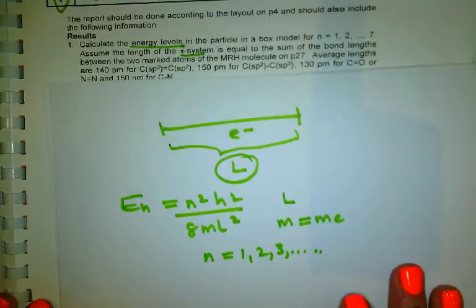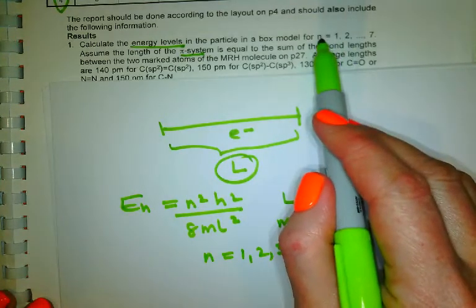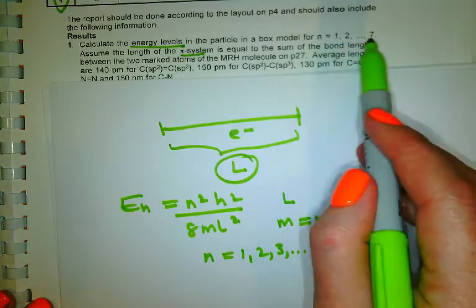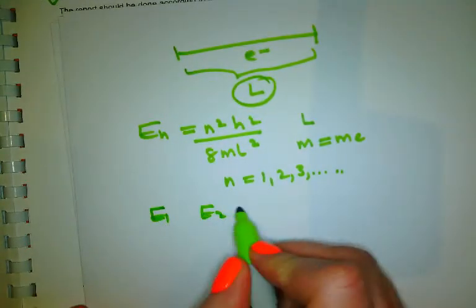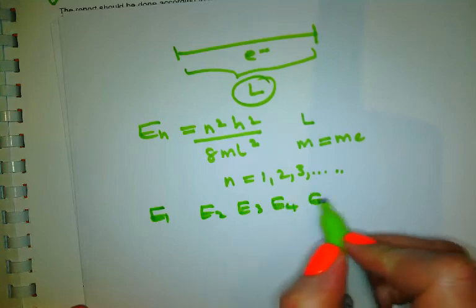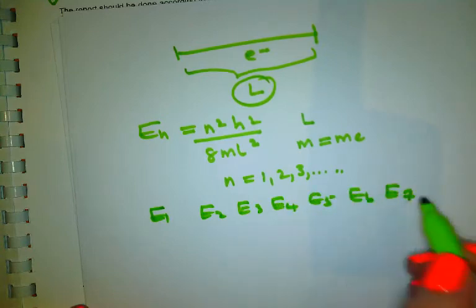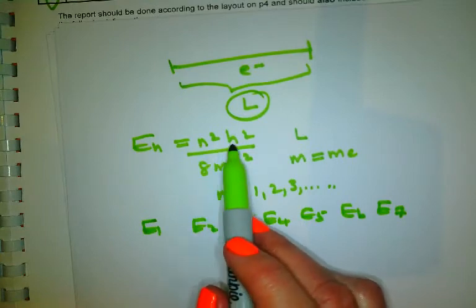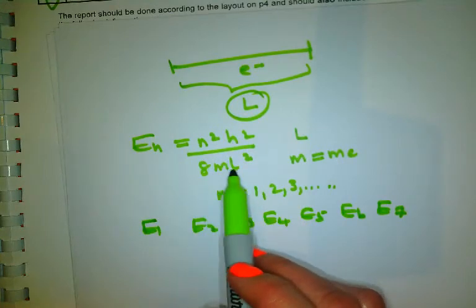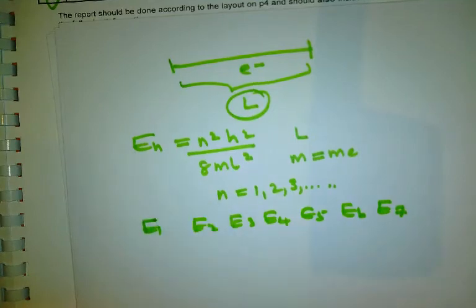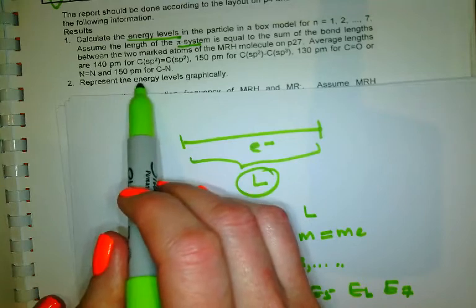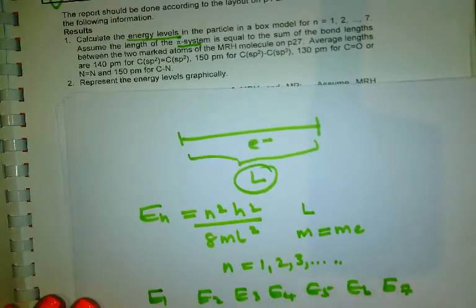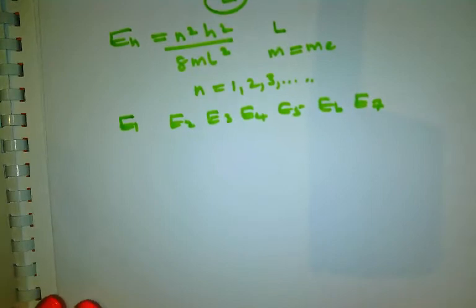Specifically, the question asks you to calculate the energy levels for n starting at 1 going to 7. So you can calculate the values E1, E2, E3, E4, E5, E6 and E7 by changing n from 1 to 7. h is Planck's constant, you've got the mass, you've got the length, so you can calculate En. The next question is to represent the energy levels graphically. Here you have to take the spacing into account and also the values.